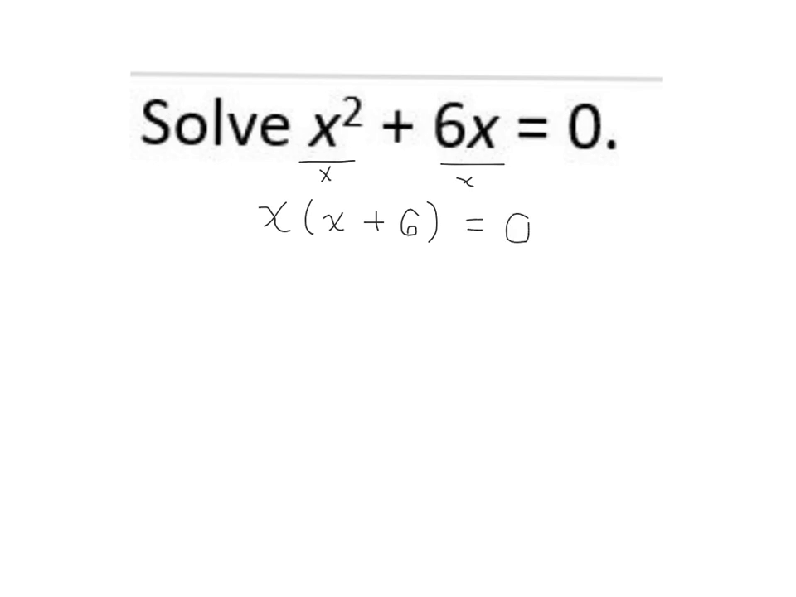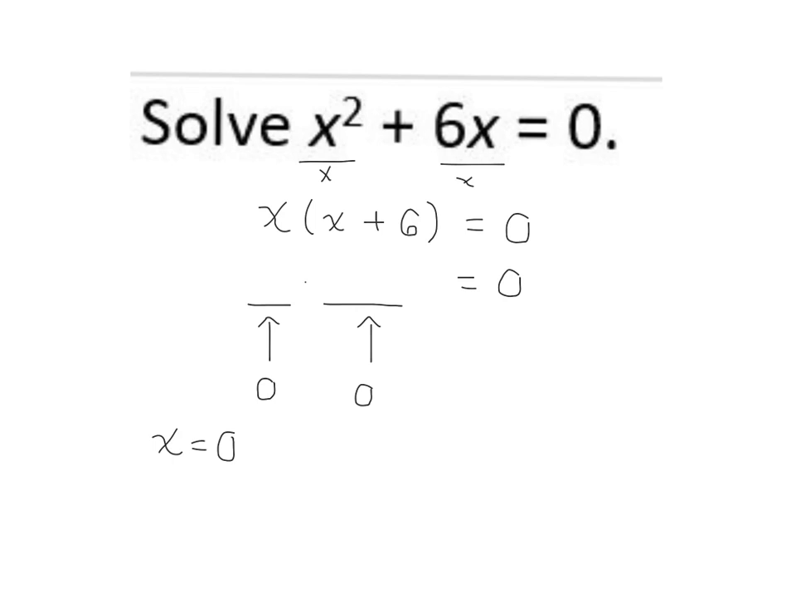So what you notice is you have two things that are being multiplied together here, and the answer we get is 0. Well, the only way you can get a product that's equal to 0 is if one of these two things, or maybe both of these two things, is equal to 0. So our solutions will be take each of those factors and set them equal to 0.